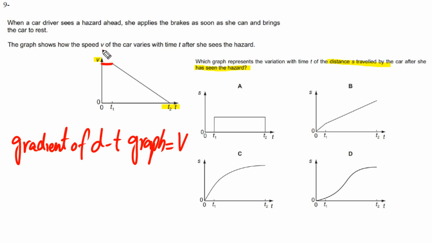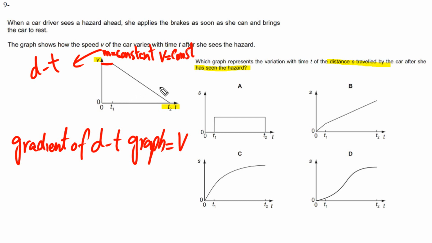So it simply means that the gradient of the dt graph has to be constant. So this is the gradient of the dt graph, meaning the distance against time graph. As you can see here, the velocity is decreasing. So here we can also say the velocity is constant. So this is from t0 to t1.